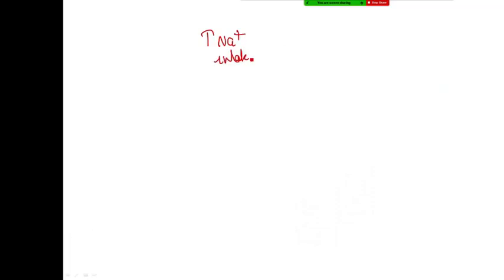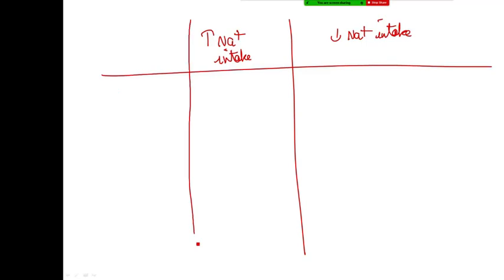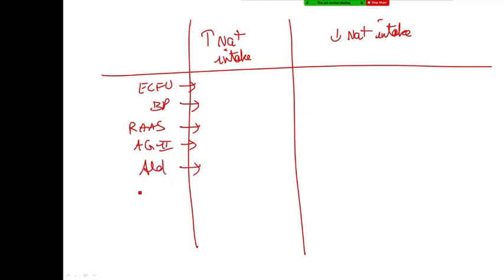Fill this up. Increased sodium intake, decreased sodium intake. Comment on ECF volume, blood pressure, renin-angiotensin system, angiotensin 2 levels, aldosterone levels, sodium reabsorption, sodium excretion, what happens.